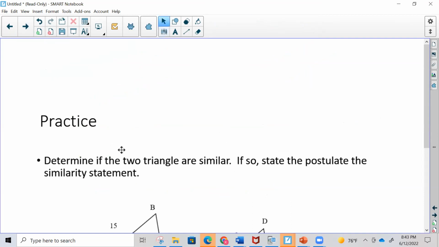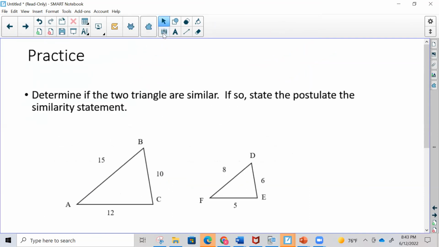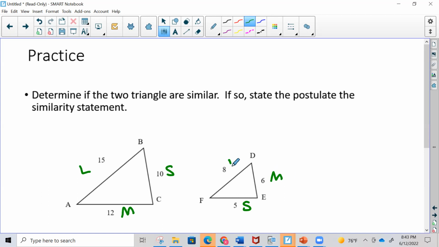Okay, so let's look at another example. So I have these two triangles. It says determine if they're similar, and if so, state the postulate and the similarity statement. Okay, so this one I don't have any angles marked congruent, but I do have side lengths. So I'm going to label them small, medium, large. So this is my small, that's the smallest number. Medium, this is the largest. On this one, 5 is the smallest, 6 is the medium, 8 is the large.